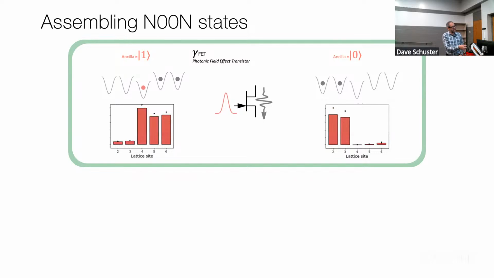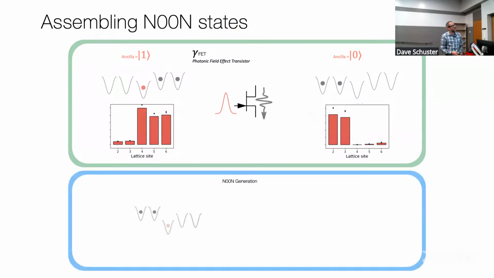And what you can see is that it actually works. You can adiabatically transfer in this case and not in that case. But now if I make a superposition of these two, I should get a superposition of these two. And so we can do that.